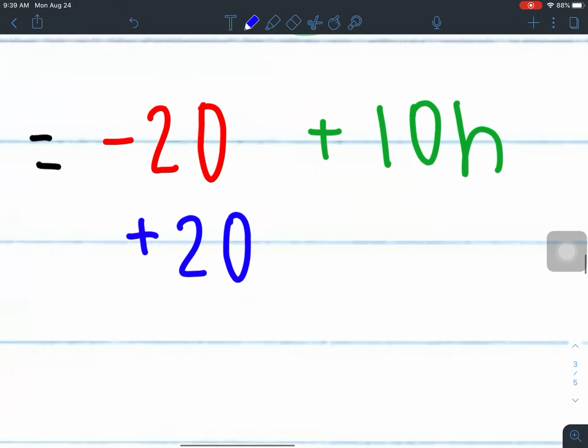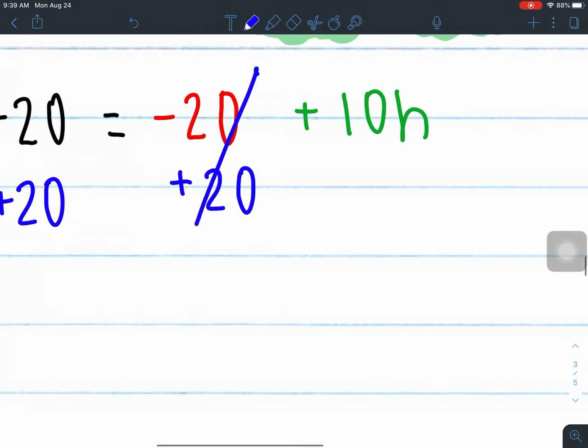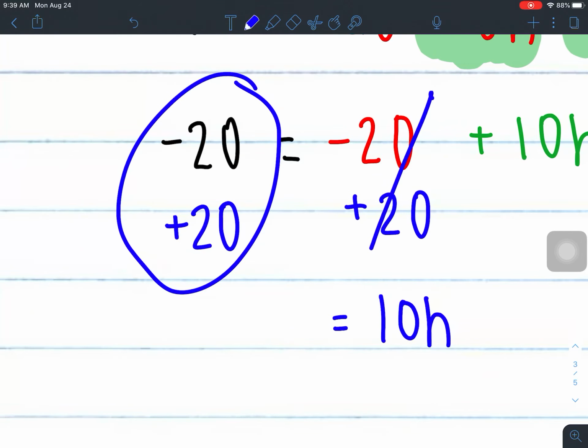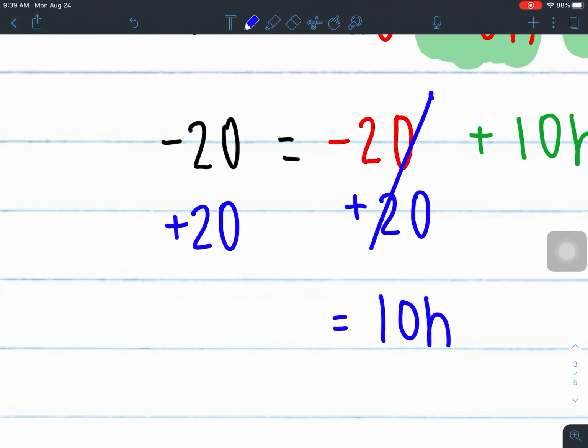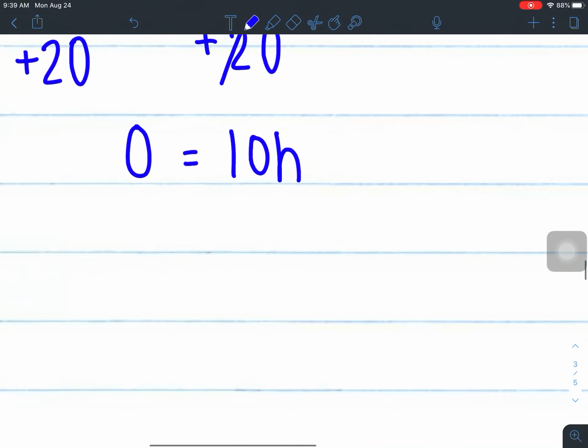Well, what do we notice here? Negative 20 plus 20 makes 0. It goes away. So what I have left on that side is 10h on my right side. Then on this side, what do I have? Negative 20 plus 20 equals what? 0. Okay, so then I have 0 equals 10h.